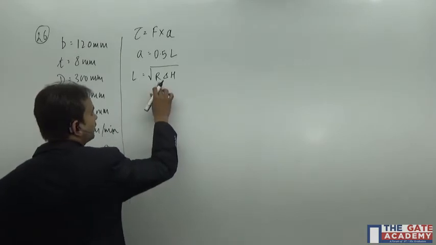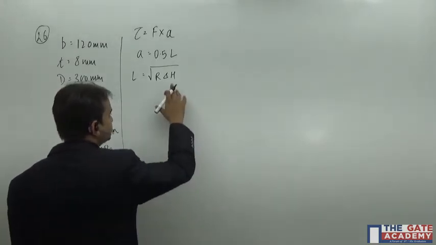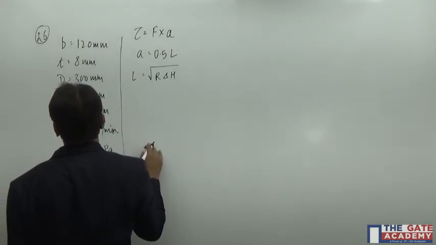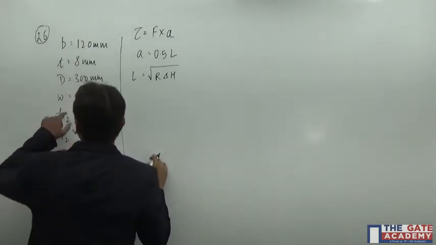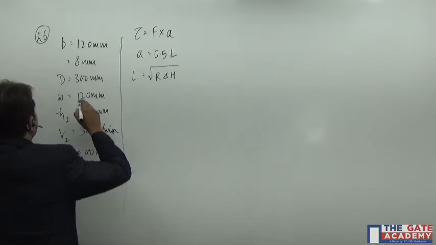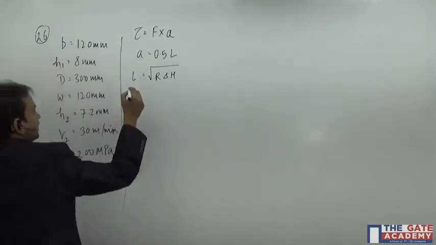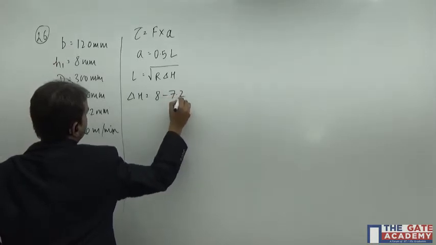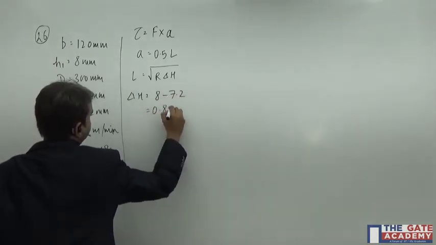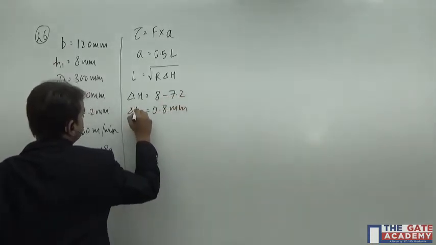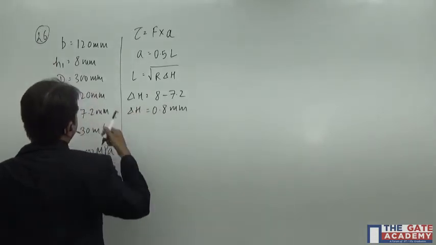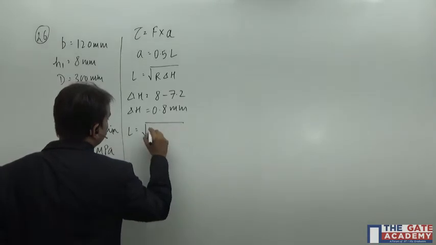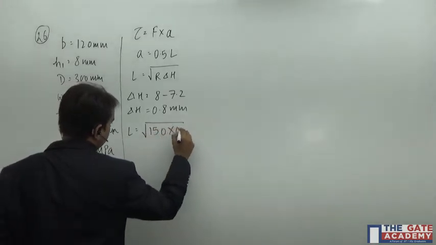And what is R? R is the radius of the roll. What is delta H? Delta H is the change in thickness. So firstly we need to determine the change in thickness. H1 is 8 over here. So delta H is nothing but 8 minus 7.2, which is 0.8 mm. So this is your delta H. And what is R? Obviously it is 150 mm. So L is going to be under root of 150 times 0.8 mm.